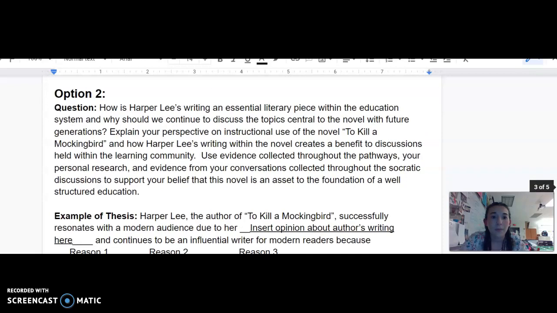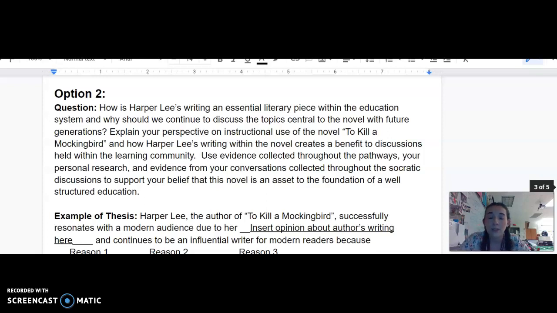Option 2. The next question is, how is Harper Lee's writing an essential literary piece within the education system, and why should we continue to discuss the topics central to the novel with future generations? Explain your perspective on instructional use of the novel To Kill a Mockingbird and how Harper Lee's writing within the novel creates a benefit to discussions held within the learning community. Use evidence collected throughout the pathways, your personal research, and evidence from your conversations collected through the Socratic discussions to support your belief that this novel is an asset to the foundation of a well-structured education.